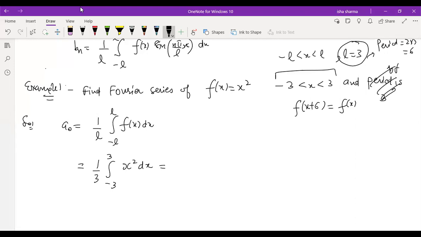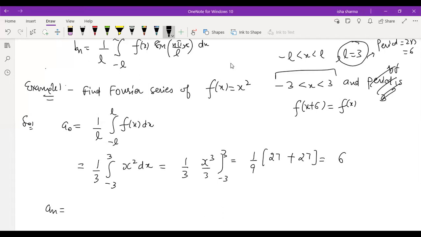So it's easy to solve this integral. x cube by 3, from minus 3 to 3. So 1 by 9, 27 plus 27. So basically this is going to be 6. So this is the value of A naught.